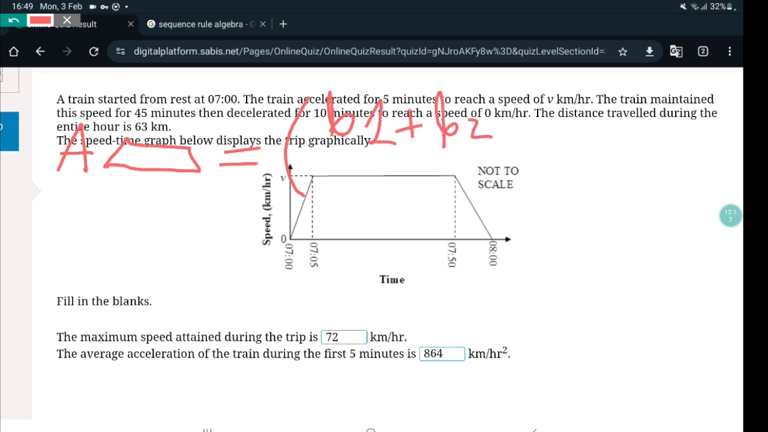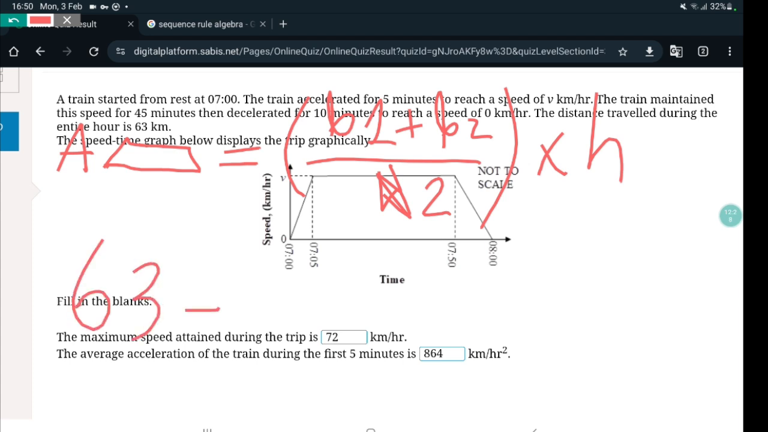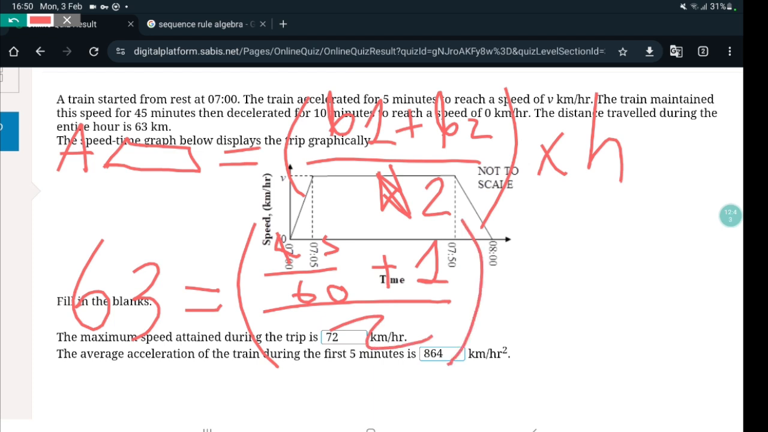Base 2 over 2 times h. Okay, so we have area of trapezoid at 63 is equal to base 1, which is 45 over 60, plus 1 over 2, all of it over 2, and then times all of it times height, which is what we're trying to find.